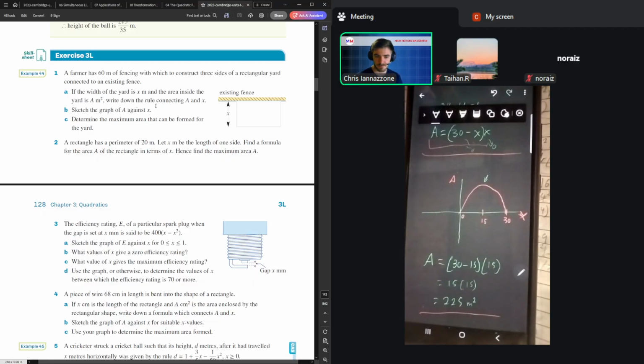Cool with that? Anything further to clarify there? Because that's the bread and butter of what you'll do, not only for quadratics, but also for every other type of version that you might come across.